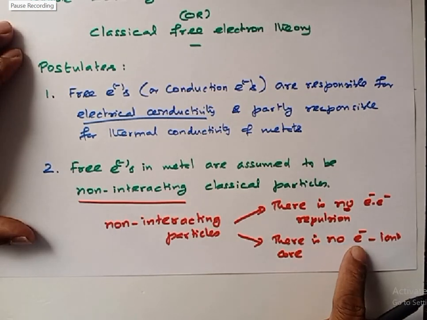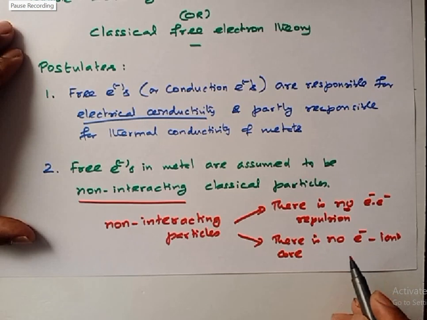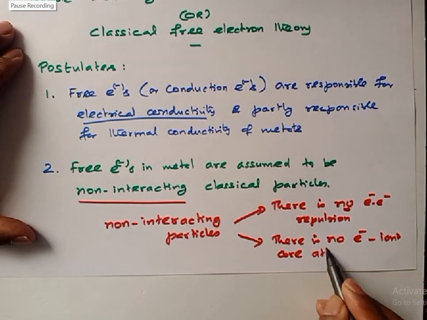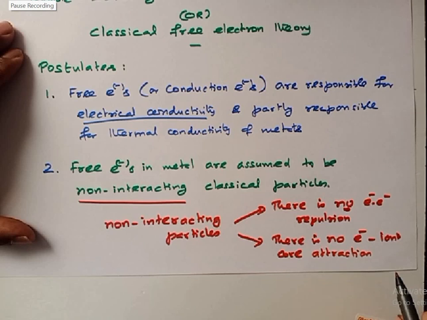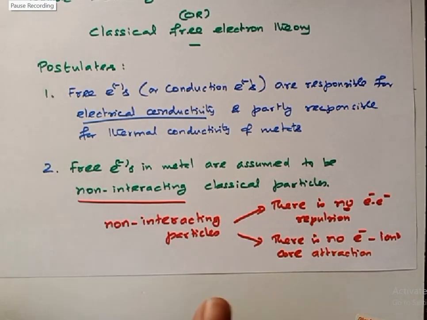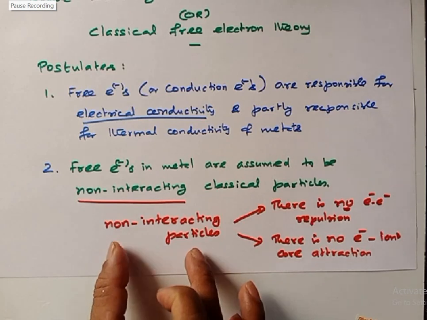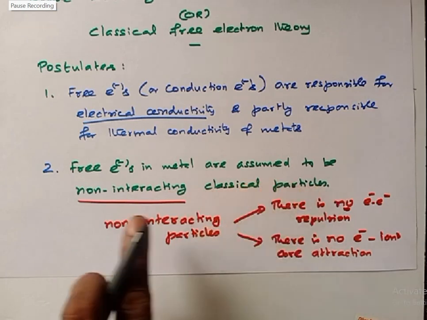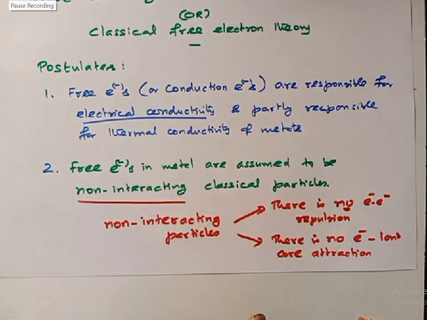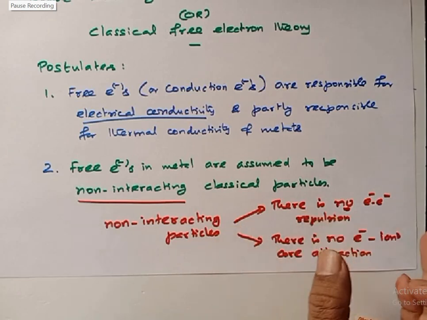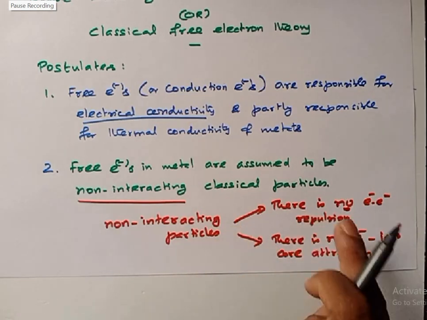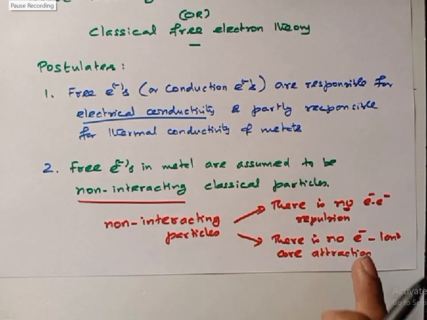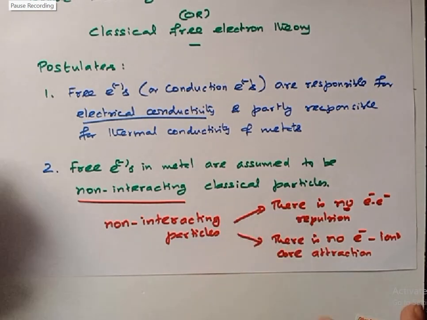There is no electron-ion core attraction in the crystal. So there is no repulsion and no attraction. That is the meaning of non-interacting particles. So free electrons in metals are assumed to be non-interacting classical particles. Non-interacting means no repulsion between electrons and no attraction between electrons and the positive ion cores of the crystal lattice. Clear? Then what is the meaning of classical particles?